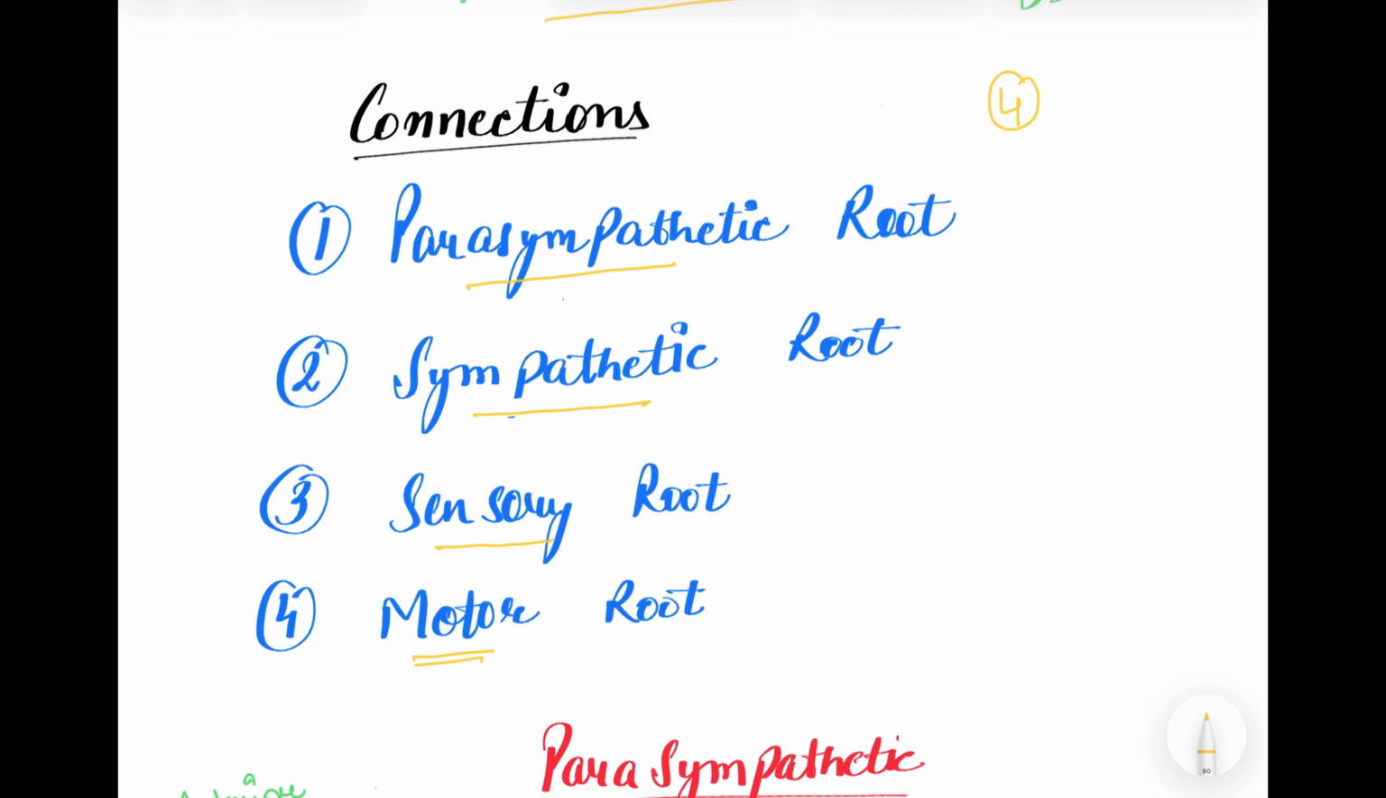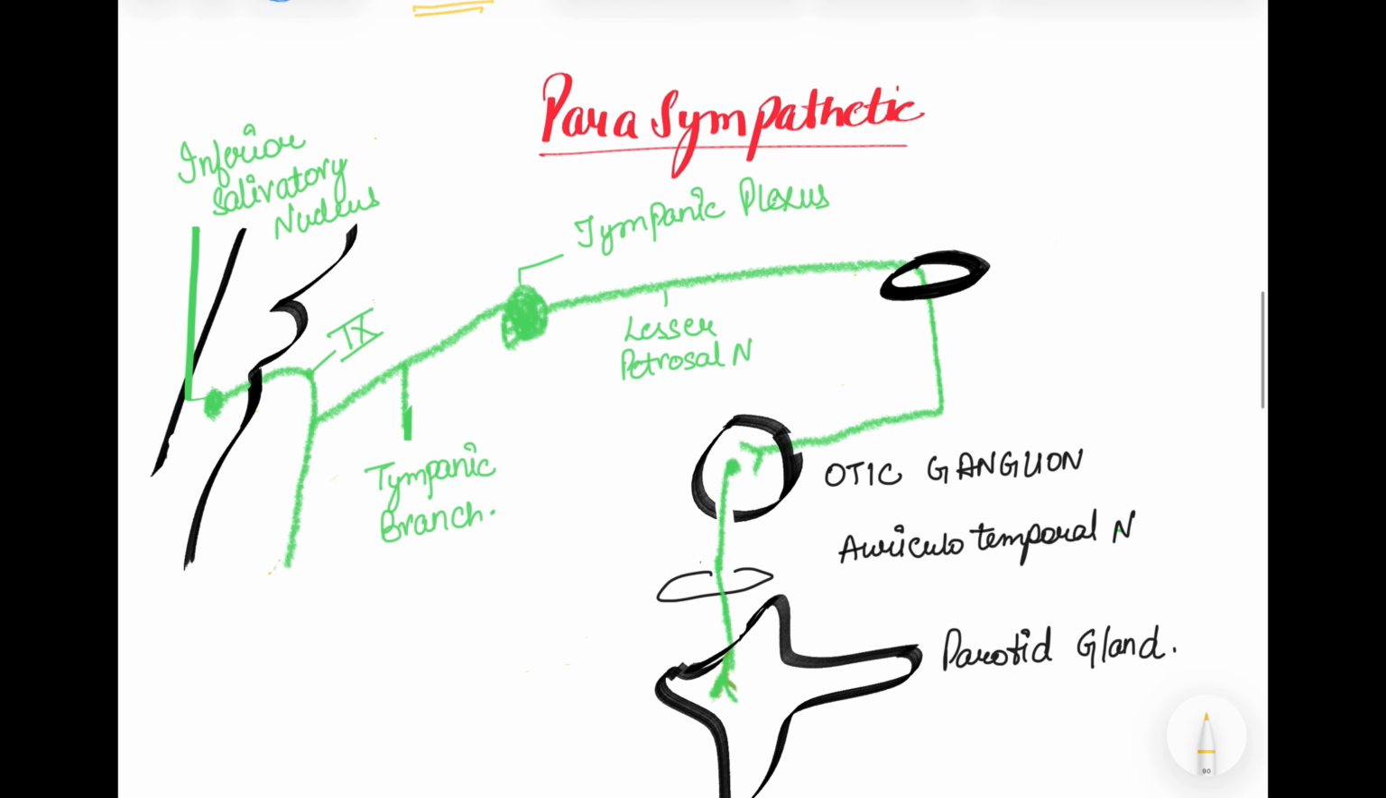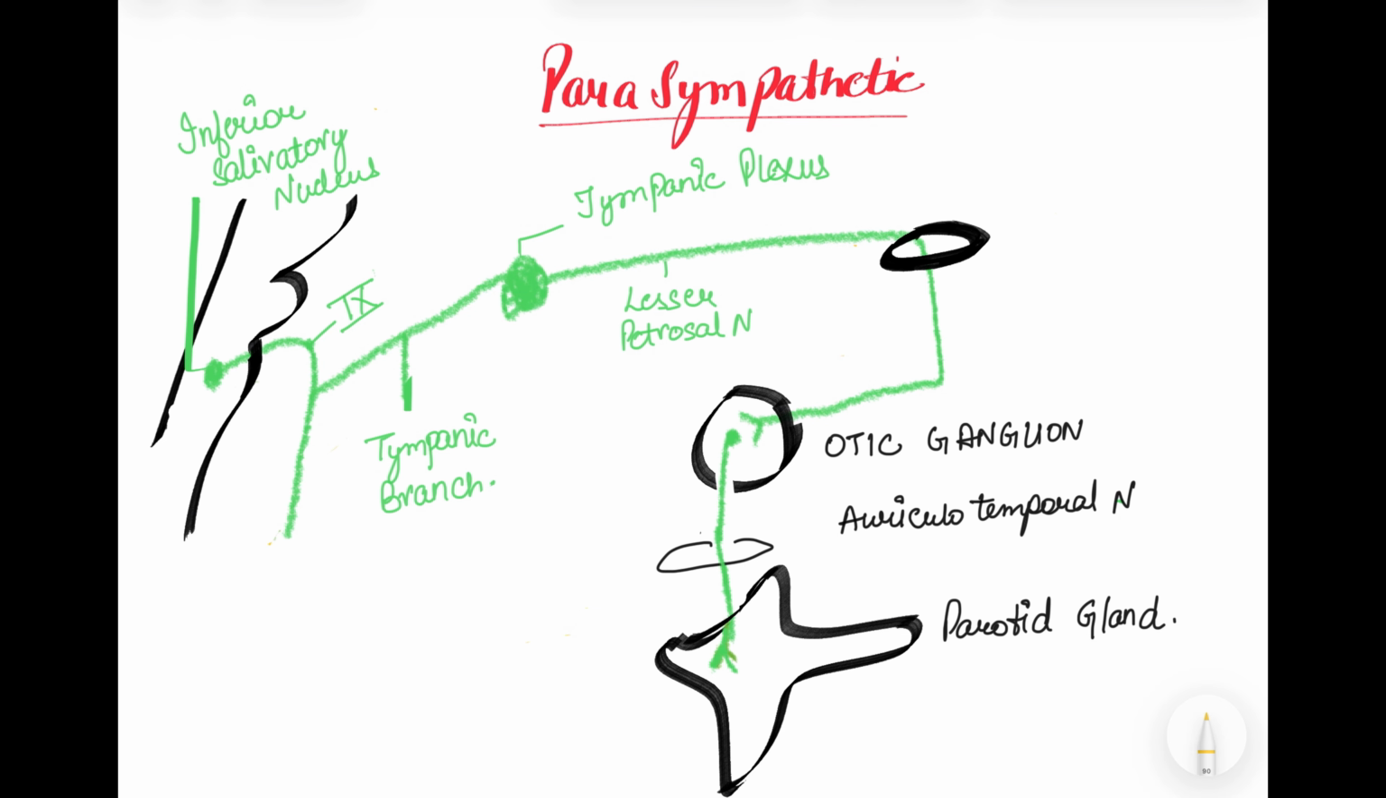Taking up the parasympathetic root first of all. The fibers of the parasympathetic root originate from a nucleus lying in the medulla. In the medulla you have a nucleus named the inferior salivatory nucleus. From there the fibers are going to originate. The fibers are going to pass through your ninth nerve, as we have talked that the ganglia is functionally connected to this nerve.